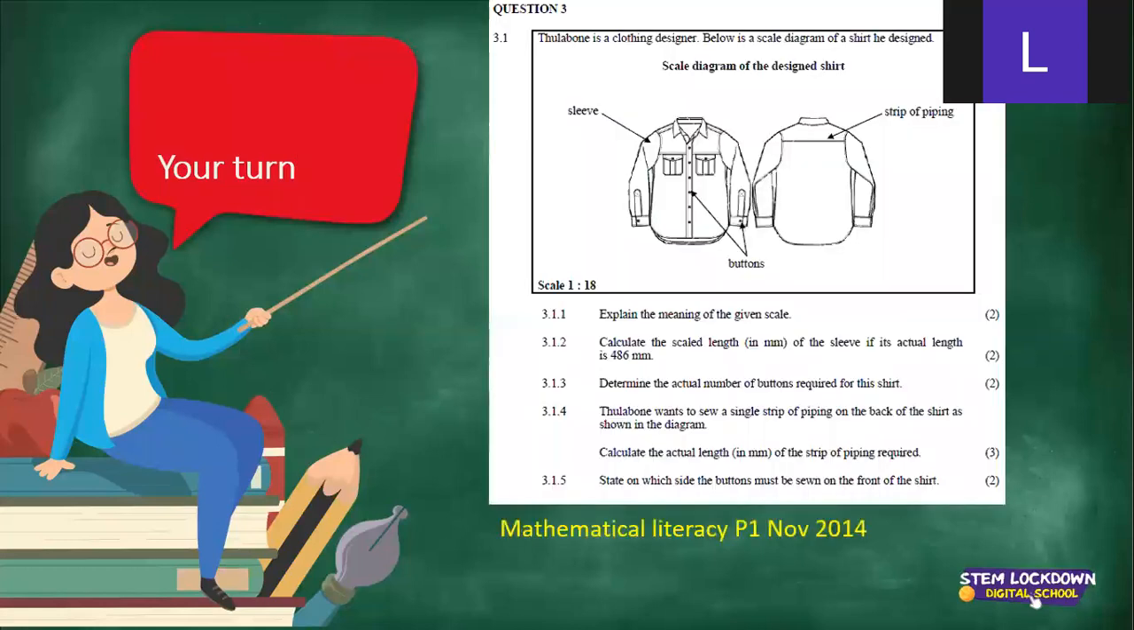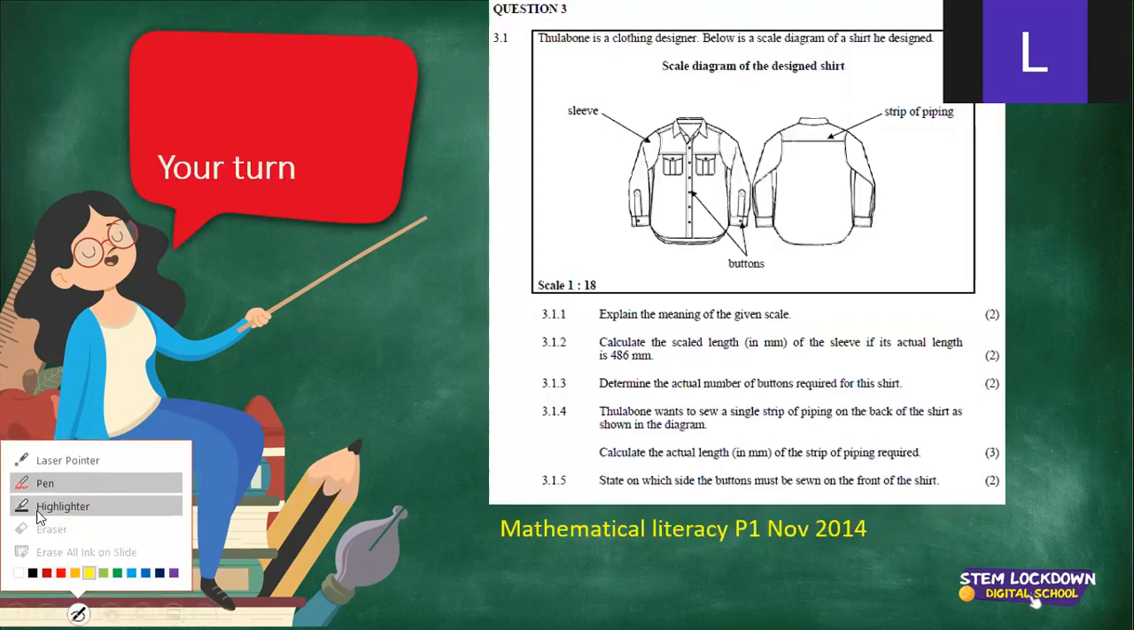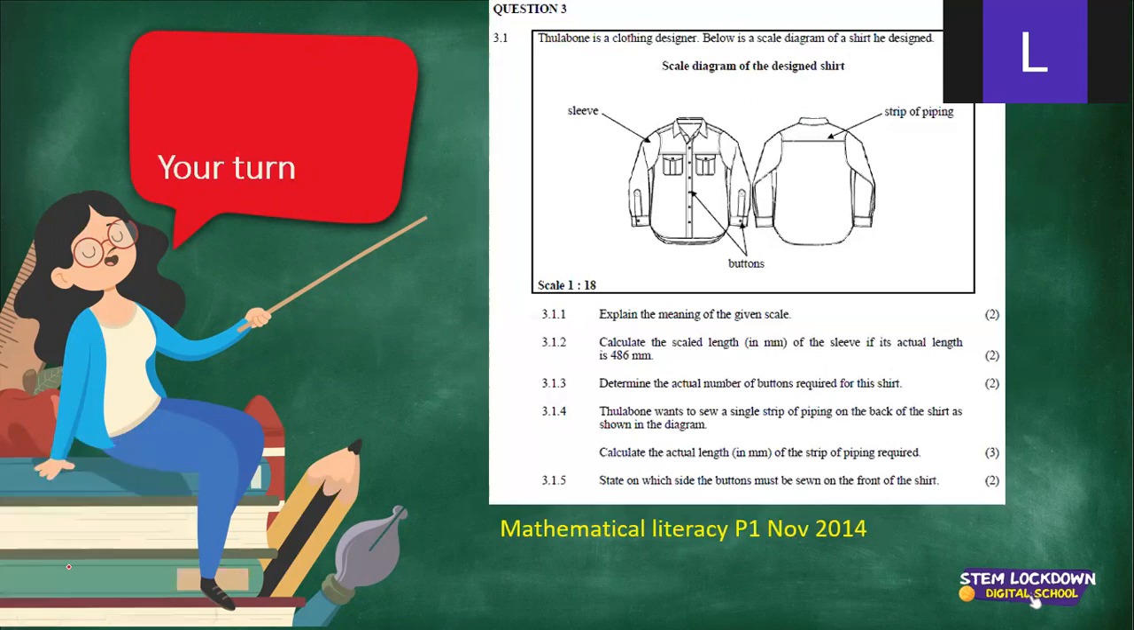Now it's your turn. I've spoken a lot today. Here is an example. Tulabon is a clothing designer. Below is a scale diagram of a shirt he designed. Question number 1: explain the meaning of the scale. There's your scale. What does the scale mean?